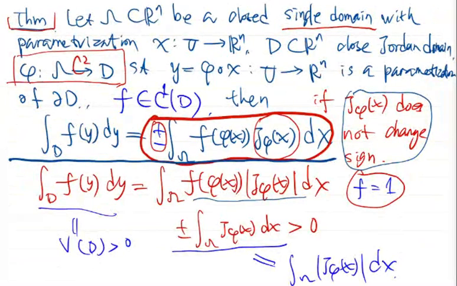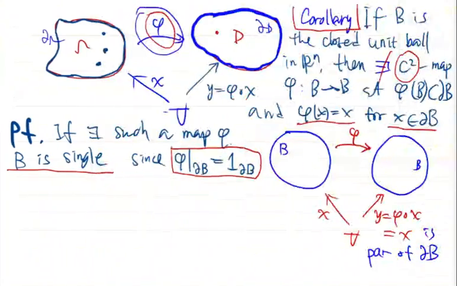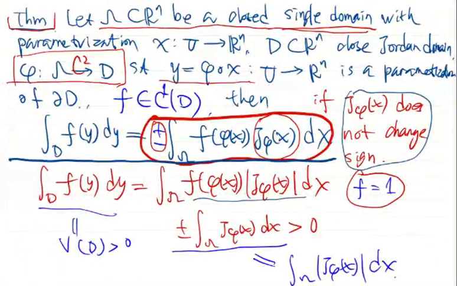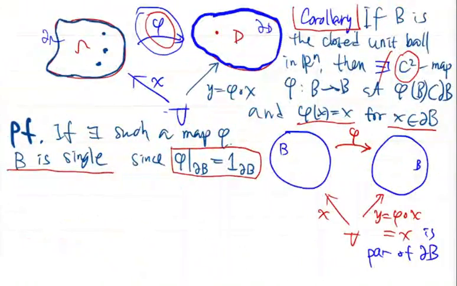In this theorem, we require that omega is simple, and the only requirements for the map are, firstly, that it is C2, and secondly, that the composition with the parametrization of the boundary of omega gives you a parametrization of the boundary of D. So the map mentioned in the corollary satisfies such assumptions. Therefore, we can apply this theorem, the change of variable formula, for the map phi here.